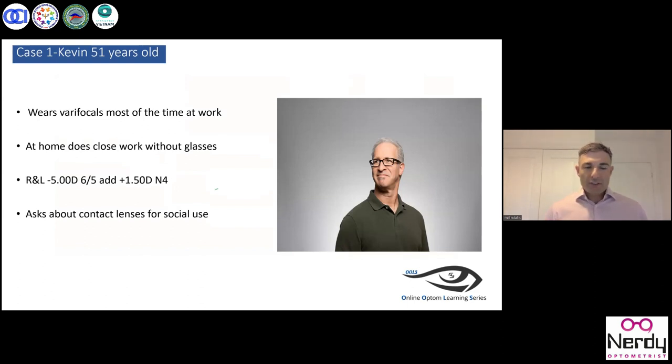So what I'd love to do now is to take a case scenario and just get some thoughts as to what we might do with Kevin. So Kevin is a 51-year-old. He wears varifocal glasses most of the time at work. At home, he does a lot of close work, tends to take his glasses off for reading there because he's a myope, minus five, has a 1.50 add on his last refraction, good vision. And he asks about contact lenses and he suggested he might just start off with them for social use.